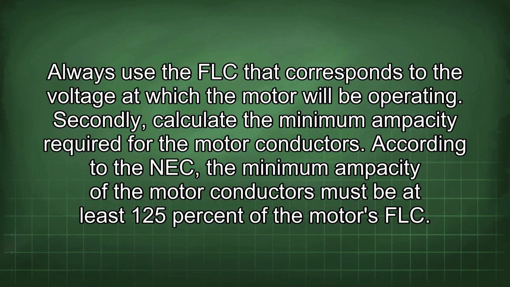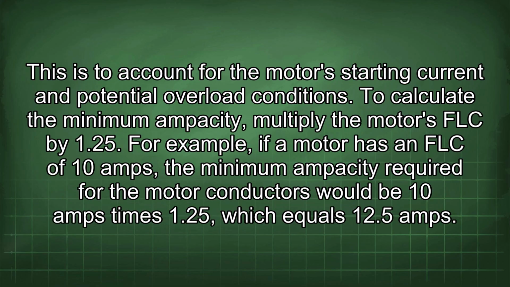Always use the FLC that corresponds to the voltage at which the motor will be operating. Secondly, calculate the minimum ampacity required for the motor conductors. According to the NEC, the minimum ampacity of the motor conductors must be at least 125% of the motor's FLC. This is to account for the motor's starting current and potential overload conditions. To calculate the minimum ampacity, multiply the motor's FLC by 1.25.